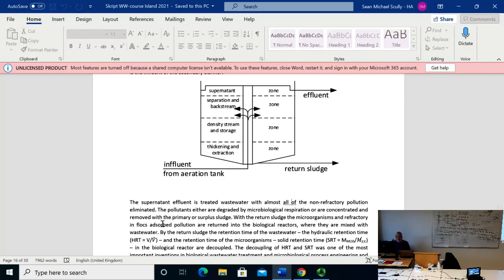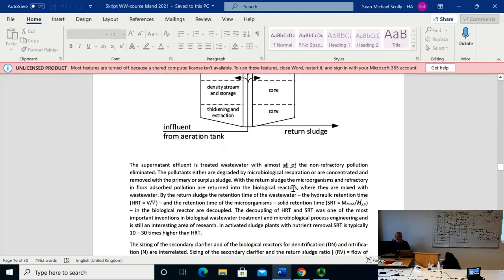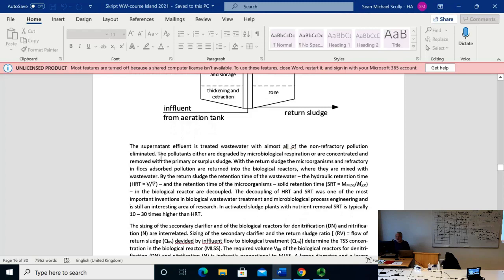Here we just try to get this secondary clarifier controlled. So the pollutants are either degraded by microbiological respiration or are concentrated and removed with the primary or surplus sludge. With the return sludge, microorganisms and the refractory influx absorbed pollutants are returned into the biological reactors where they are mixed with wastewater.